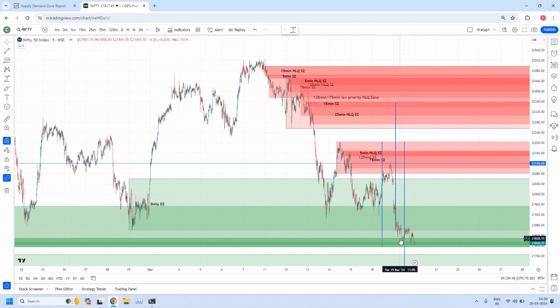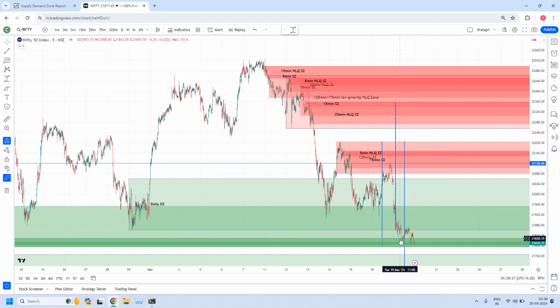How long will it continue? Until one more demand zone is violated. Because at that time the daily trend will be changed to downtrend. Then you will be doing your trade as per the bearish trade setup.